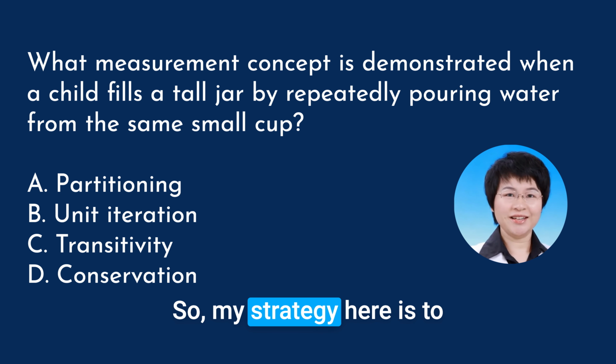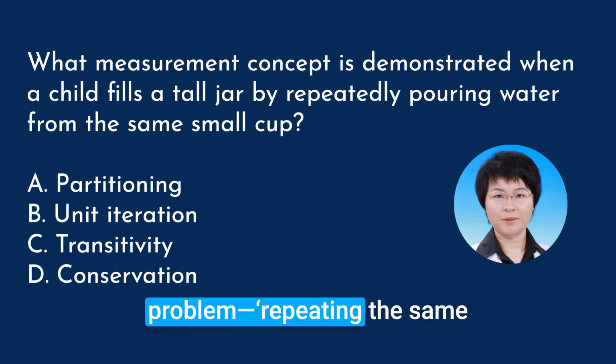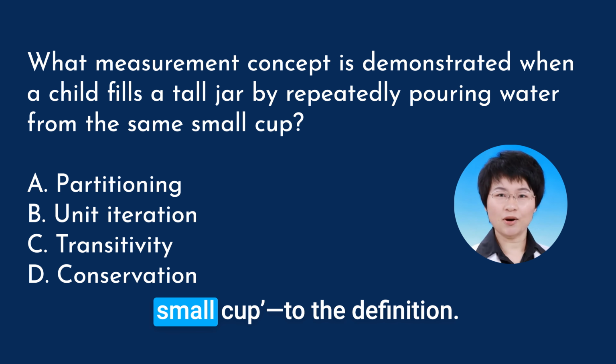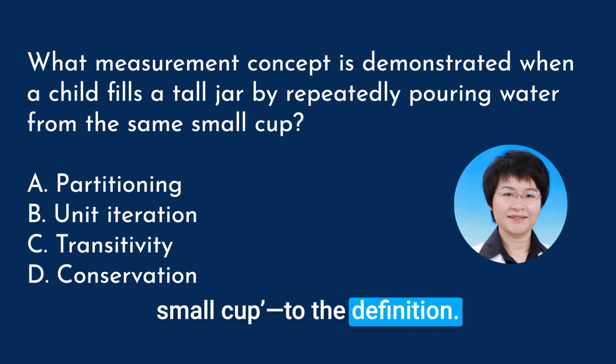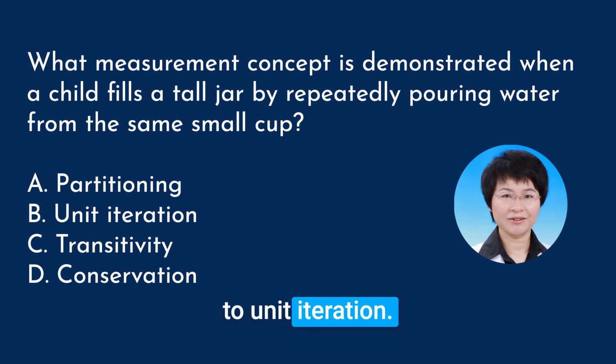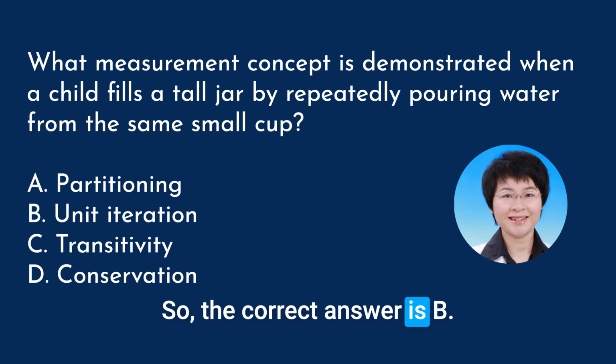So, my strategy here is to match the action in the problem, repeating the same small cup, to the definition. That leads me right to unit iteration. So the correct answer is B.